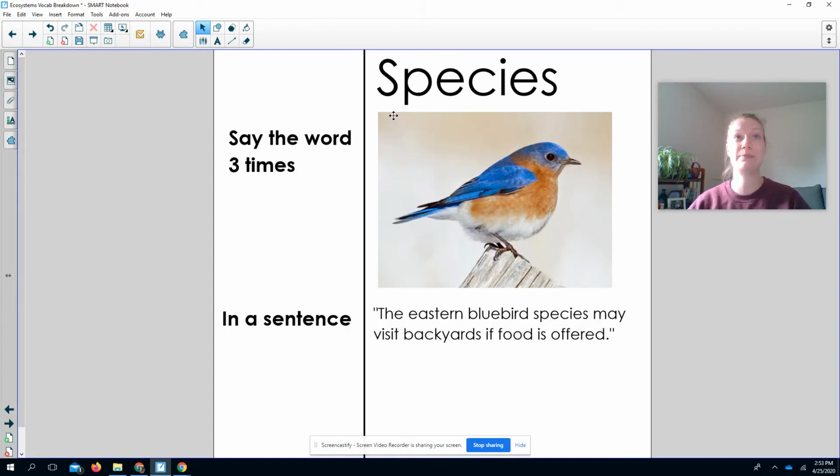The next word is species. We'll say it 3 times. Species, species, species. Apparently that one's hard to say 3 times. Who knew? In a sentence, you might see, the eastern bluebird species may visit backyards if food is offered. And in fact, I was looking at one when I made this.